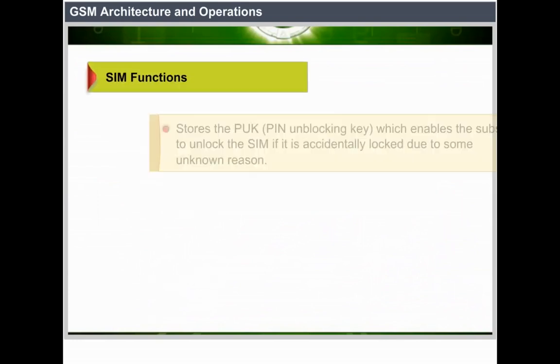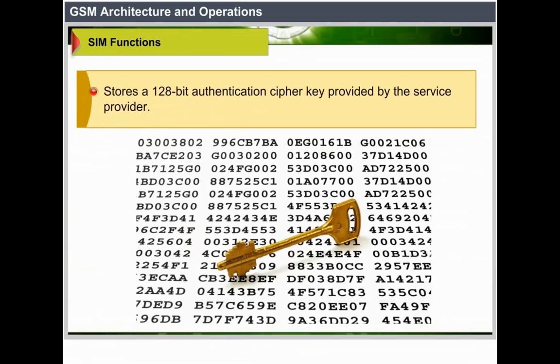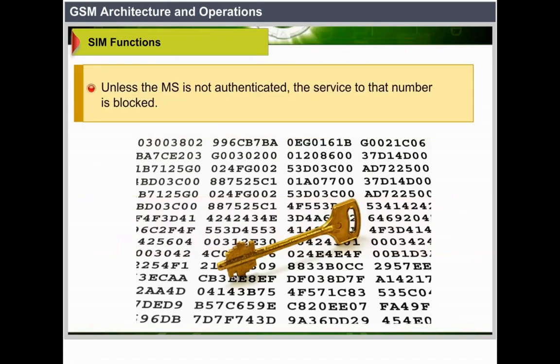SIM functions. It stores the PUK, the PIN unblocking key, which enables the subscriber to unlock the SIM if it is accidentally locked for some reason. It stores a 128-bit authentication cipher key provided by the service provider. The MS is authenticated by a switching center through an algorithm using this key and a 128-bit random number dynamically sent by the authentication center. If the MS is not authenticated, the service to that number is blocked.